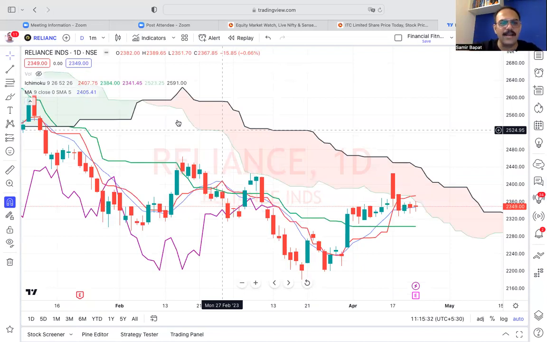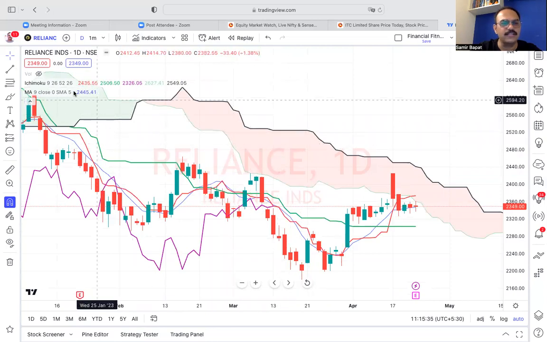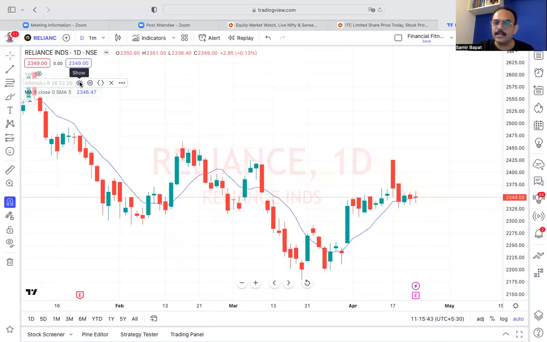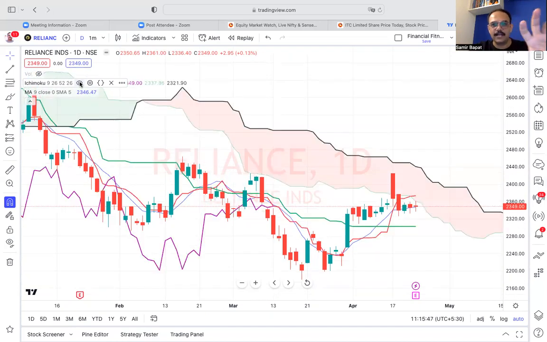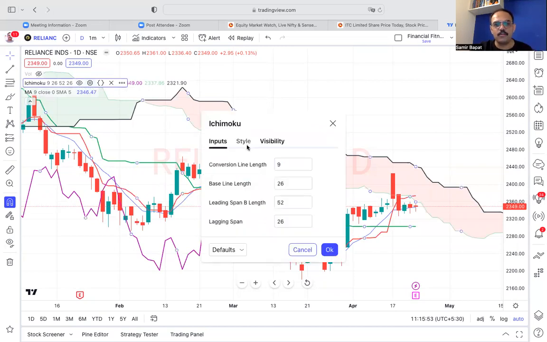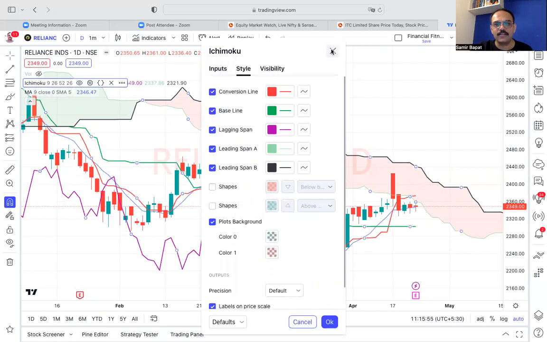If you want to hide the indicator, if you don't want to see this, take your mouse to the indicator. The first thing is this eye icon. Click on it, that will be hidden. Again, if you click on it, it will appear. Second is the settings. If you go in settings, this panel will open. There are a lot of styles and everything.